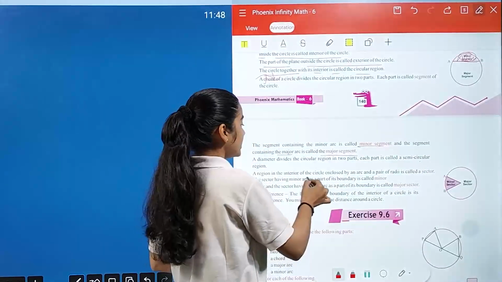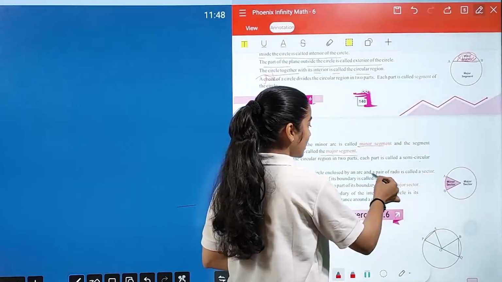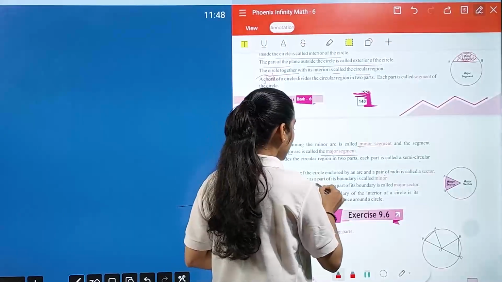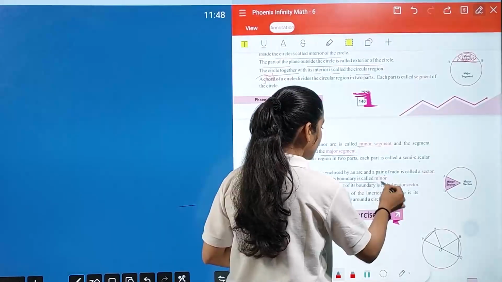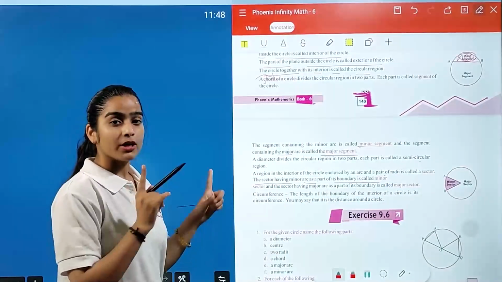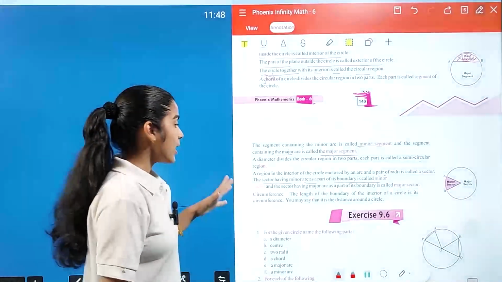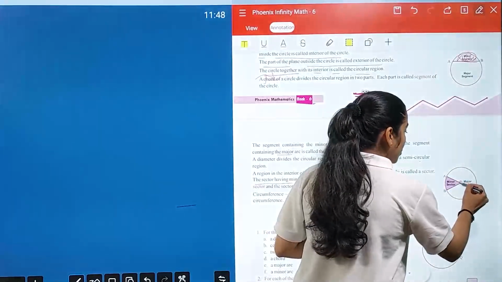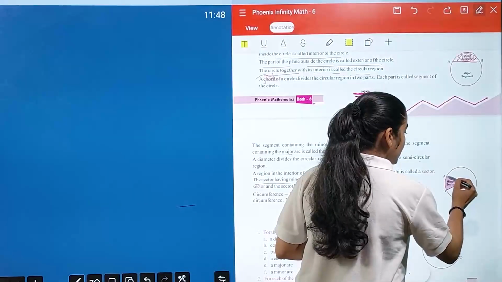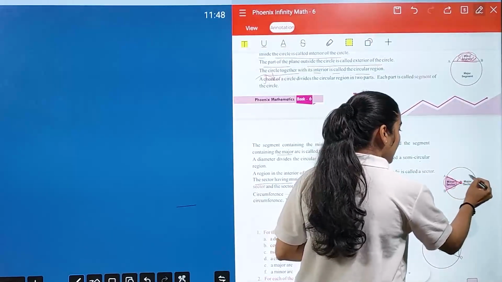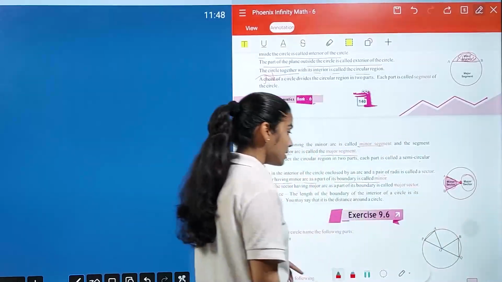A region in the interior of the circle enclosed by an arc and a pair of radii is called a sector. The sector having the minor arc as a part of its boundary is called a minor sector. Relate your sector to when you join two radii together, for example, like this. So this is your minor sector and the left portion is your major sector.